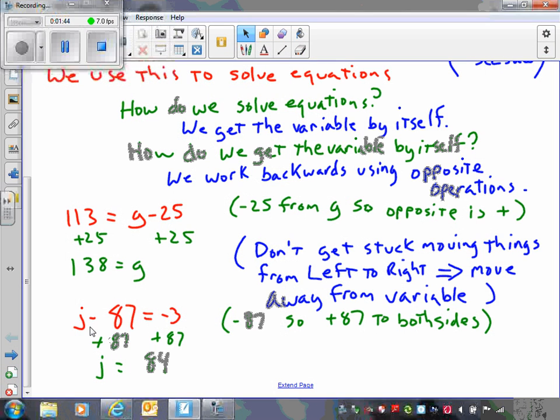If I have j minus 87 equals negative 3, I'm subtracting 87, so we add 87 to both sides. Minus 87 plus 87 cancels out. That's 0, so I just have j. And negative 3 plus 87, they have opposite signs, so we subtract. We get 84.